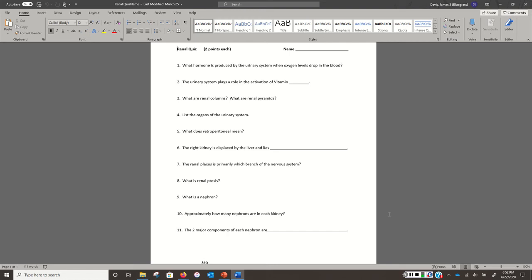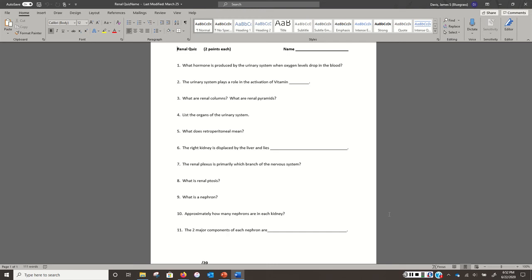What is renal ptosis? Renal ptosis is when a kidney drops and sits lower in the body than it should. It's called a dropped kidney. This is dangerous because it puts stress on the ureter, and it can actually kink the ureter and cause a backup so that urine can't leave the kidney. What is a nephron? A nephron is the functional unit of the kidney. And that's what these next several lectures are really going to focus on, how nephrons work.